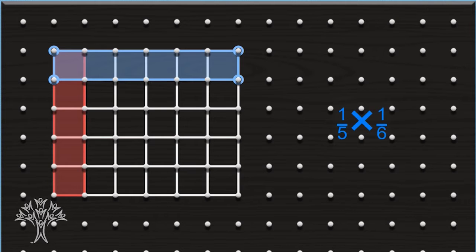Last time we met, we noticed that the dimensions of the small rectangle match our numerators, while the large rectangle matches our denominators. Some of you noticed that you could just multiply the numerators, 1 times 1, and then multiply your denominators, 5 times 6. Using a visual model really helps us understand why this works.